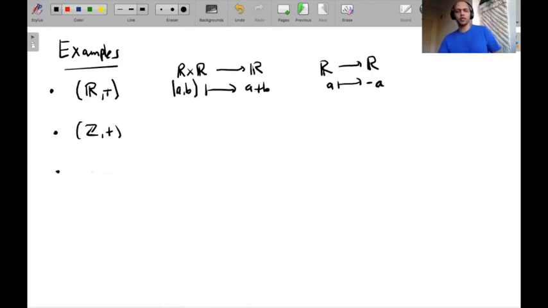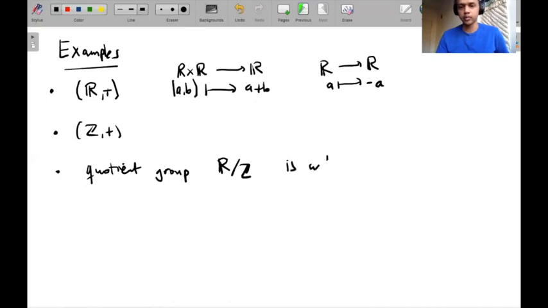Well, one thing you maybe know about groups is if you have a group and a normal subgroup, like these two, then you could take a quotient. So the quotient group R mod Z is also a topological group. Well, what's the topology? Well, with the quotient topology.